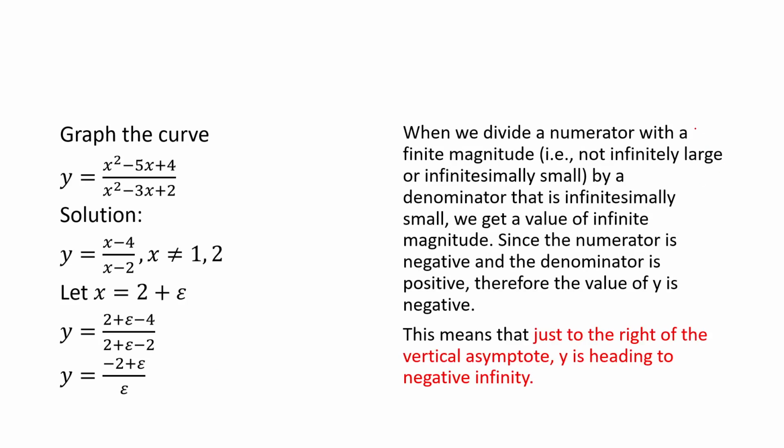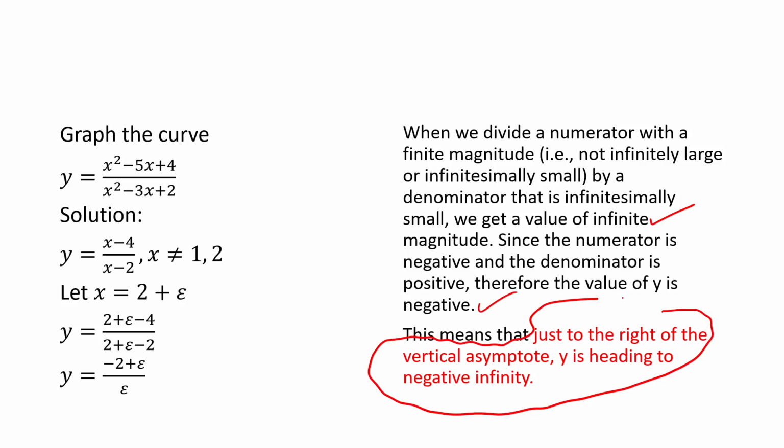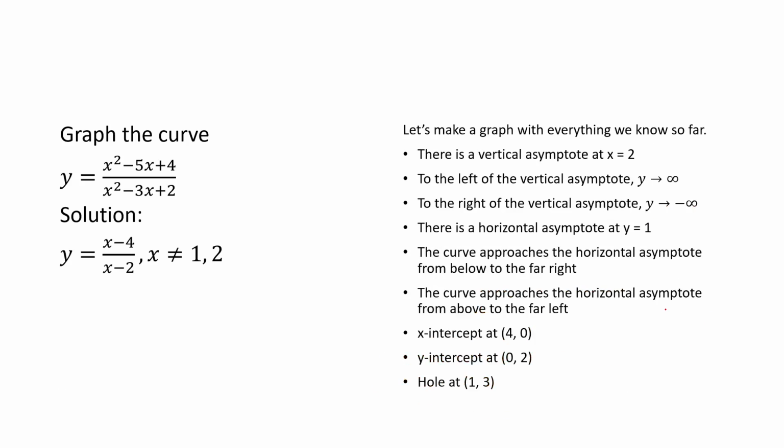When we divide a numerator with a finite magnitude by a denominator infinitesimally small, we get a value of infinite magnitude. Since the numerator is negative and the denominator is positive, the value of y will be negative. Putting those together, we have a value of infinite magnitude that's negative. This means that just to the right of the vertical asymptote, y is heading to negative infinity.